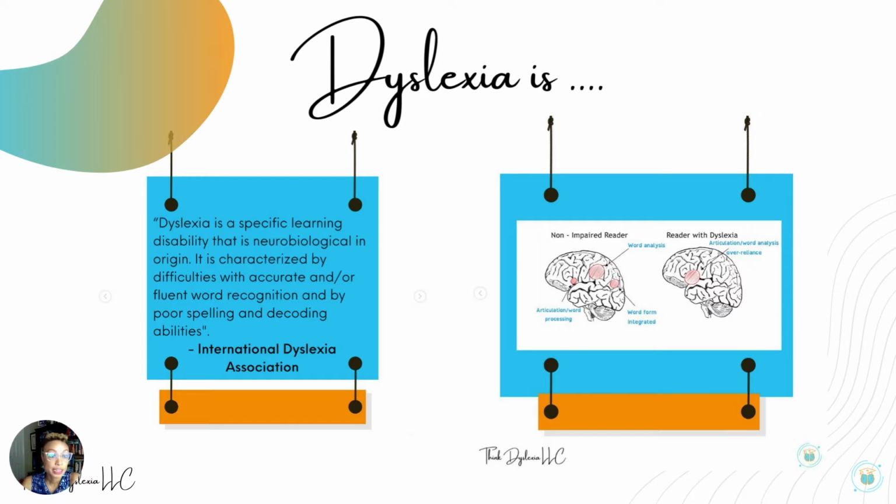It says dyslexia is a specific learning disability that is neurobiological in origin. So it's so important for people to realize that this is not a disease. There's nothing wrong with you or your child. It's just how your brain is wired. It's just different. And it is characterized by difficulties with accurate and/or fluent word recognition and by poor spelling and decoding abilities.